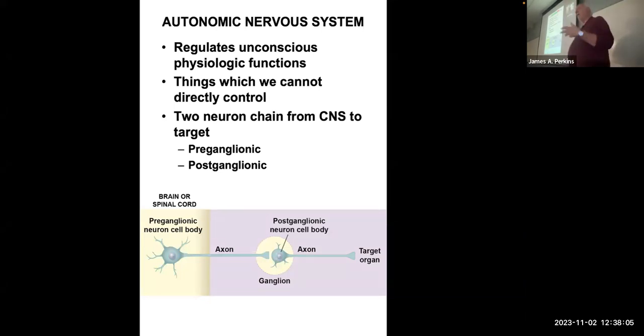And that ganglion consists of cell bodies of what are called postganglionic neurons. So there's a synapse between the preganglionic neuron and the postganglionic neuron within these ganglia. And then that second axon, that postganglionic neuron, then carries the signal all the way to the target organ. So when I introduce the different components of the autonomic nervous system, we'll be talking a lot about ganglia, where these synapses occur.